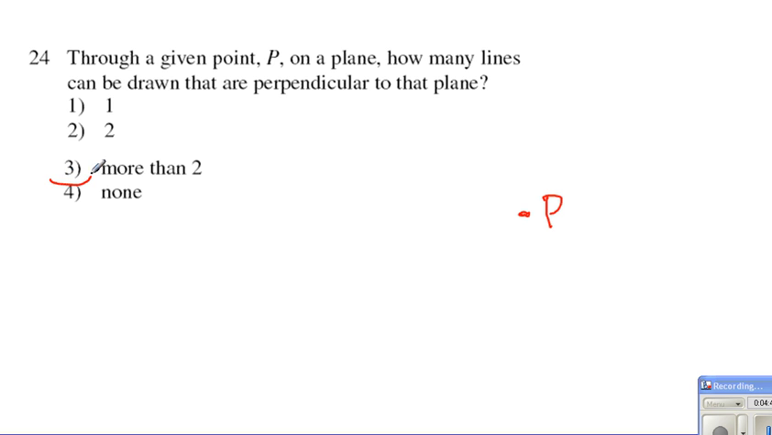In fact, it's going to be more than 2, isn't it? Oh, actually, my bad, through a given point P, how many lines can you draw through this particular point that are perpendicular to this plane? In fact, that's simply one line, which is up and down, from out of your screen and then into your screen. That's it. Only one line. So therefore, that becomes our answer.